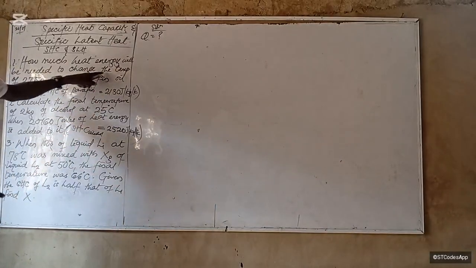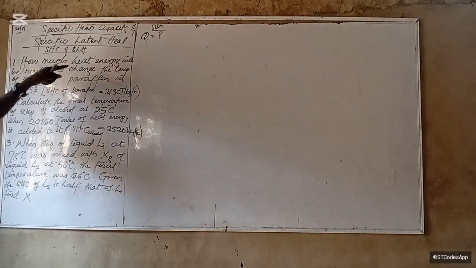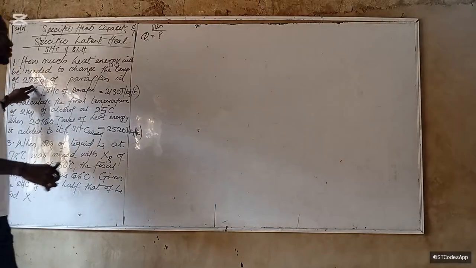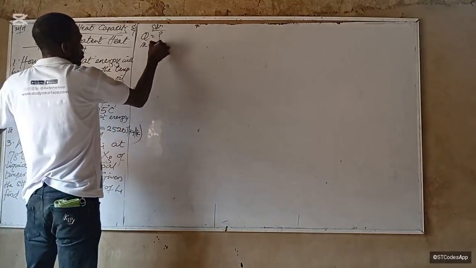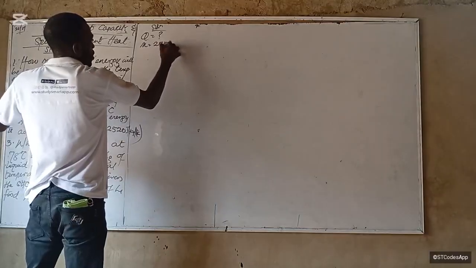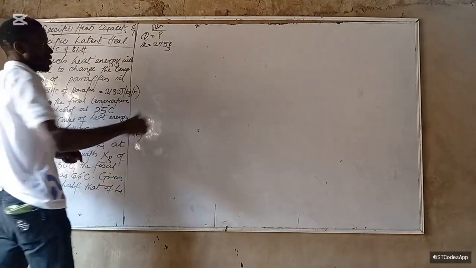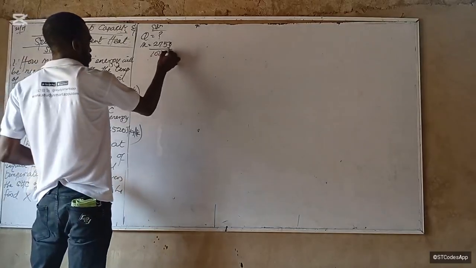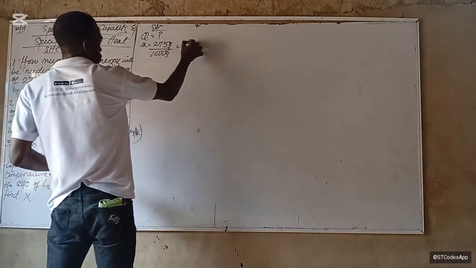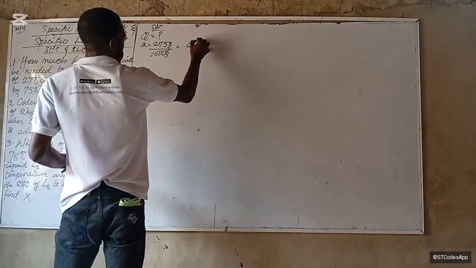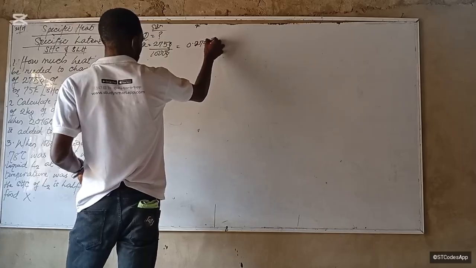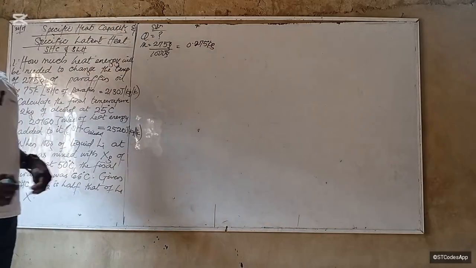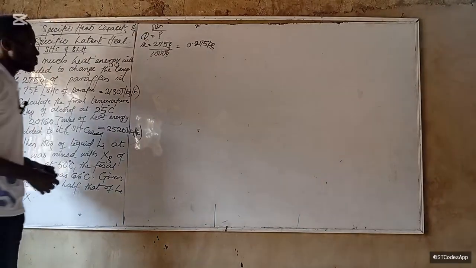To change the temperature of this amount. This is mass, right? In grams. So we have mass equal to 275 grams, but we need it in kilograms. So we divide by 1,000 grams. Is that okay? So that becomes 0.275 kilograms. Does that make sense?